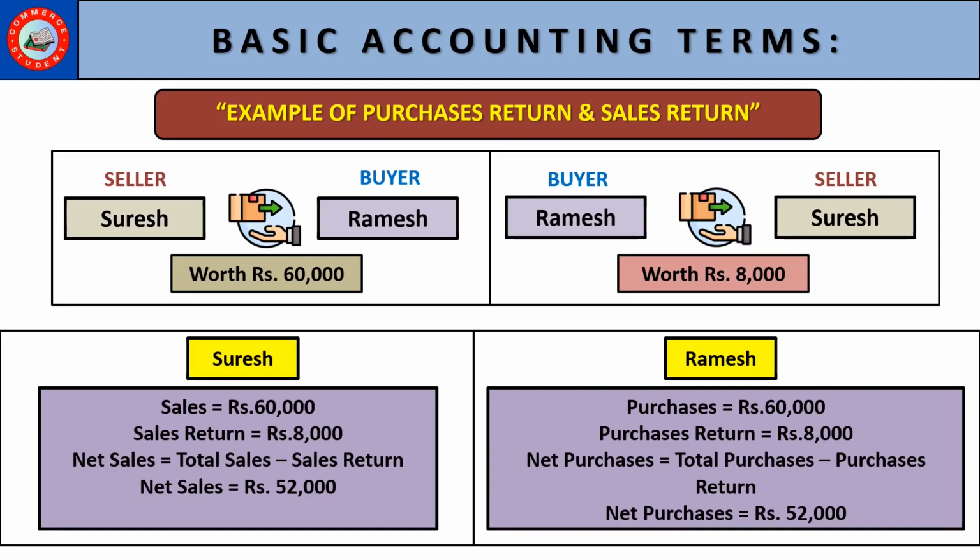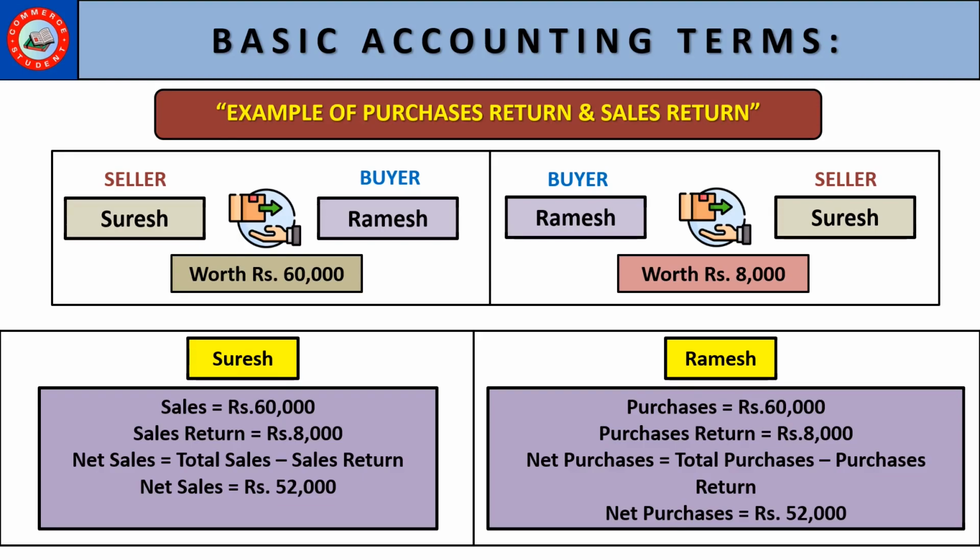Let me provide you with an example to further understand purchases return and sales return. Suppose Suresh sold goods to Ramesh for Rs 60,000, of which Ramesh returned goods worth Rs 8,000 to Suresh, whatsoever may be the reason. Now let's study the effect of returns from Suresh's and Ramesh's point of view. For Suresh, sales is Rs 60,000, sales return Rs 8,000. Then how much is the net sales? See, net sales is equal to total sales less sales return. Therefore, net sales is equal to Rs 52,000.